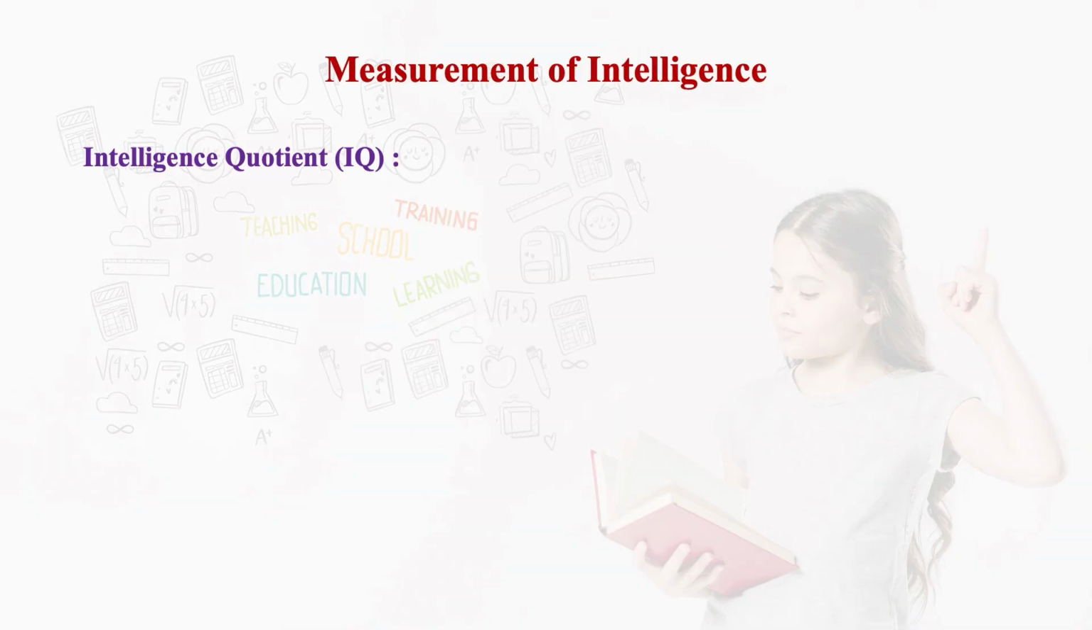So far as the measurement of intelligence is concerned, that is called the intelligence quotient, that is IQ. We usually use this word: what is the IQ of the student, what is the IQ of a 9th standard student? So what does it mean? IQ means intelligence quotient. Here, try to understand how to determine the IQ of the student.